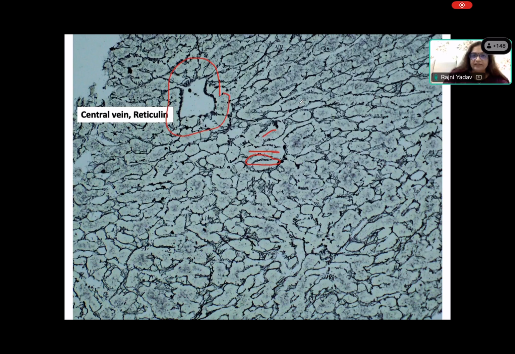If there is a problem in this, in acute and chronic diseases both, the reticulin framework will be altered. So you will have condensation of the fibers. This is the normal reticulin framework, where the fibers are parallel to each other, around the cords of the hepatocytes. And you can actually appreciate the thickness also. So mostly here we have a 1 cell plate thickness of the hepatocytes.